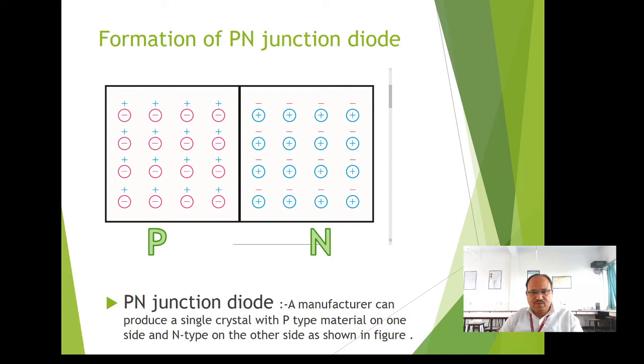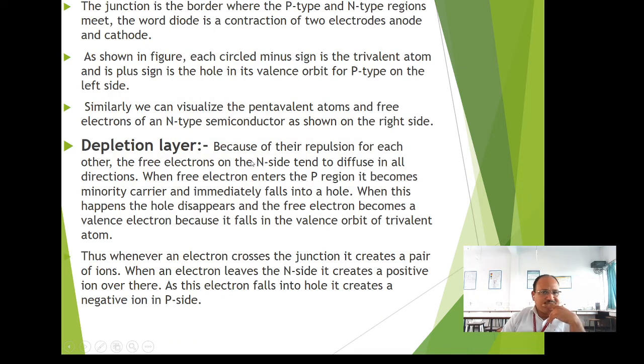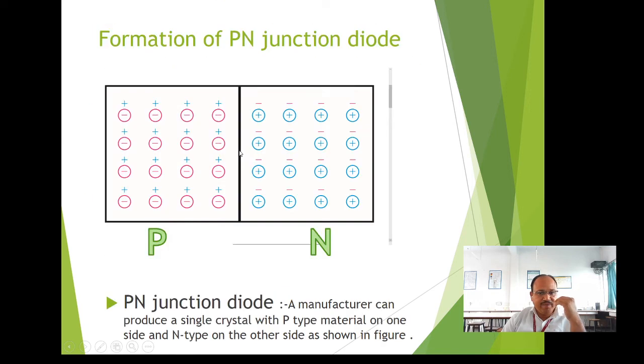Now, this PN junction, why is it called a diode? Because diode is a contraction of two electrodes, anode and cathode. So this P type is considered the positive electrode and this N type is considered the negative electrode. That's why there are two electrodes.